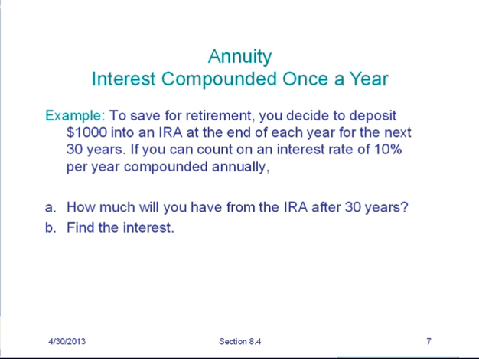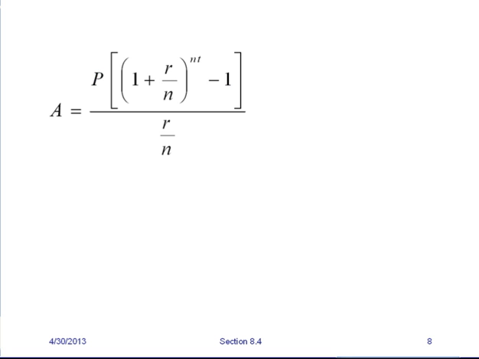To save for retirement, you decide to deposit $1,000 into an IRA at the end of each year for the next 30 years. If you can count on an interest rate of 10%, which you can't because nobody pays 10% per year compounded annually, how much will you have from the IRA after 30 years, and how much of that will be interest? All right, so we are going to use this formula here. Now, P is the principal, it's the payment. It's what we're putting into the account each year. So we're depositing $1,000.